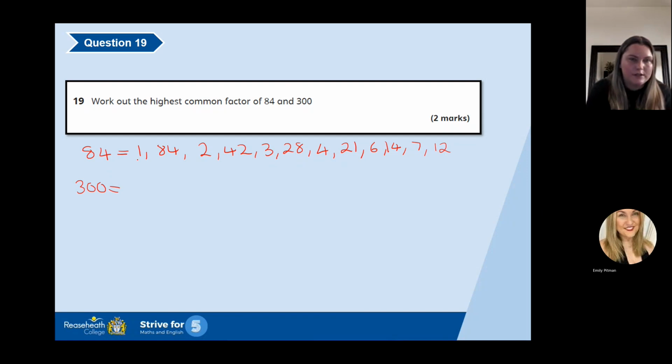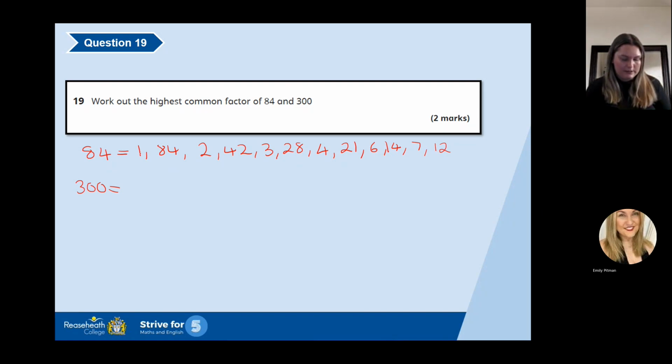So I know that 1 goes into 300, but that's really low. I know that 2 goes into 300, but again, that's really low. 3 will, again, super low. 4 might. I'm going to check on my calculator. It does. It goes into 300 75 times. Then we've got 21. That might, 6, 14, 7, 12.